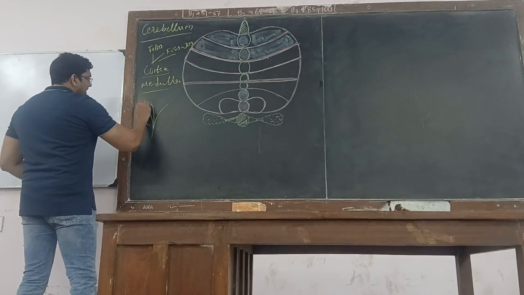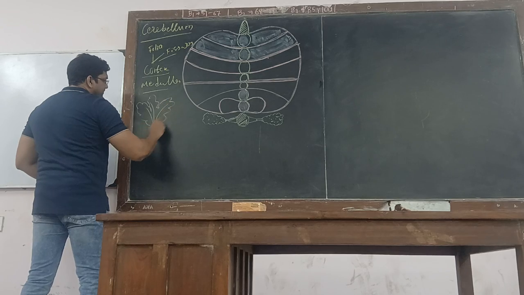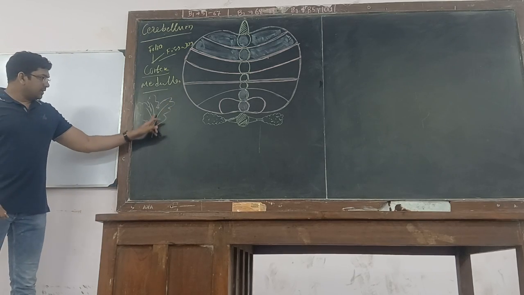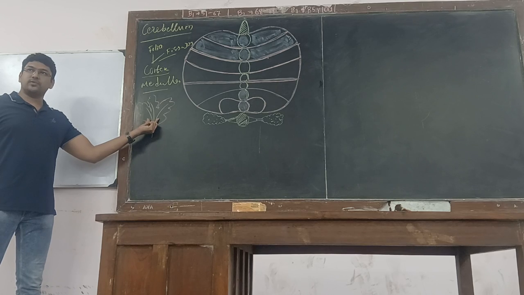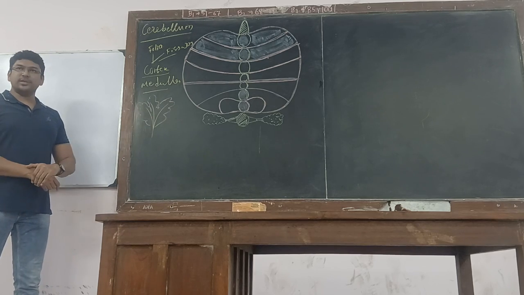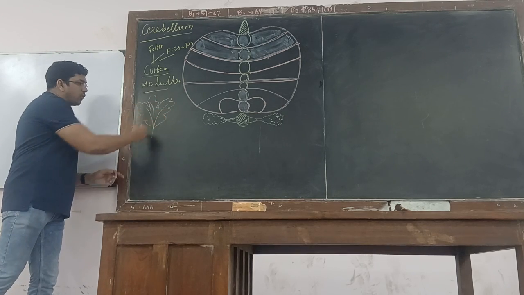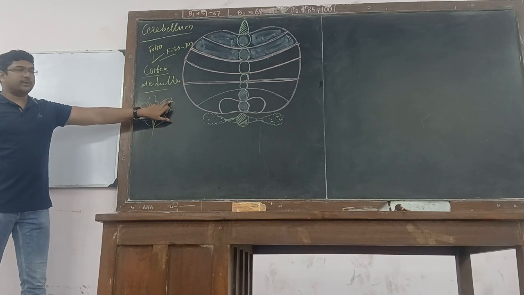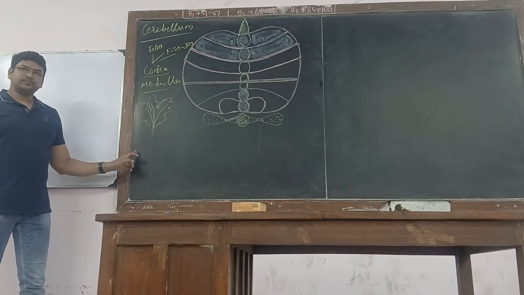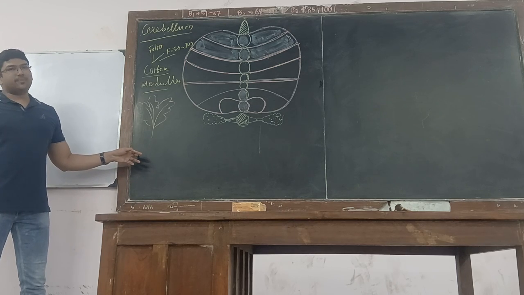And the folia and the fissures will be arranged in this manner. So this is the medullary core, the ascending or descending fibers, which forms the middlemost portion of this entire cerebellar hemisphere, and around which are the folia and the fissures. These elevations are the folia and these depressions are the fissures. As a whole, it looks like a leaf or tree branching pattern.